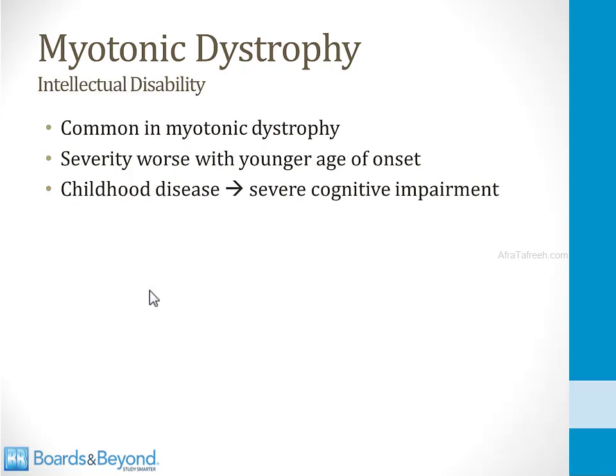And then finally, intellectual disability is common in myotonic dystrophy. The severity is worse with a younger age of onset. So for example, individuals who develop myotonic dystrophy in childhood often have severe cognitive impairment throughout their lives.